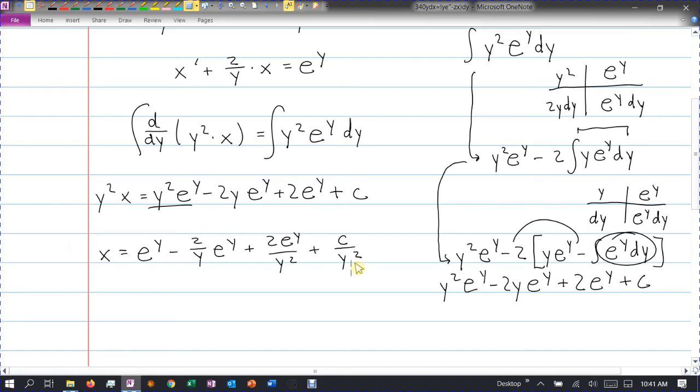Where's my c over y squared? 2 over y squared. Where's just 2 over y squared? I don't think this is right. What am I missing? This is not matching up with the answer. Am I looking at the wrong one? E to the y minus 2.